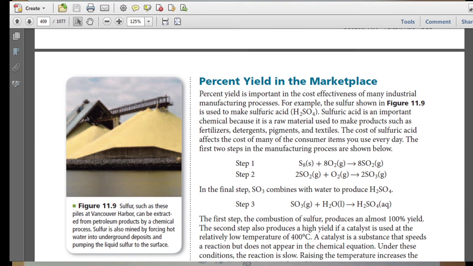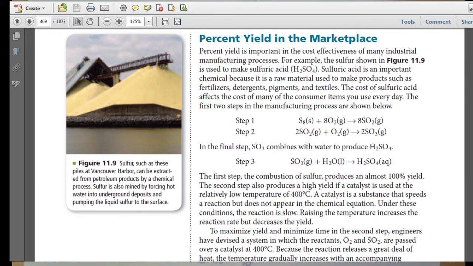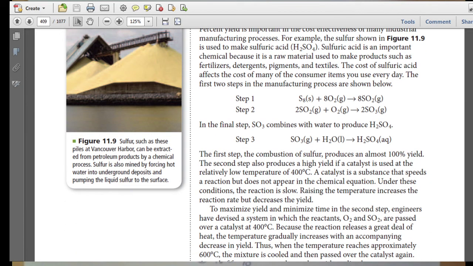In the final step, sulfur trioxide combines with water to produce sulfuric acid. The first step, the combustion of sulfur, produces almost 100% yield. The second step also produces a high yield if a catalyst is used at a relatively low temperature of 400 degrees Celsius. A catalyst is a substance that speeds up a reaction but does not appear in the chemical equation. Under these conditions, the reaction is slow. Raising the temperature increases the reaction rate but decreases the yield.